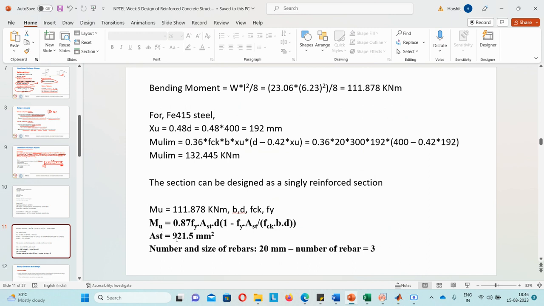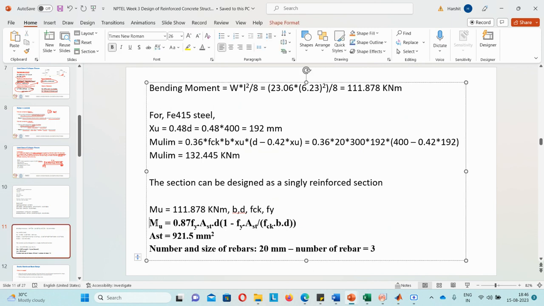With the known values of Ast, B, D, fy, fck, now you can back calculate. Check what Mu you are now getting. Because you will see that the number of rebars will not come out to be a whole number. It may come out to be 2.74 or 3.25 or something. So you need to take an approximation of 3 or 4. And when you take an approximation, you need to check again whether your design is under reinforced or over reinforced. So right now, when we provide three 20 mm rebars, you will see it would be an under reinforced design, which is safe to go forward with.